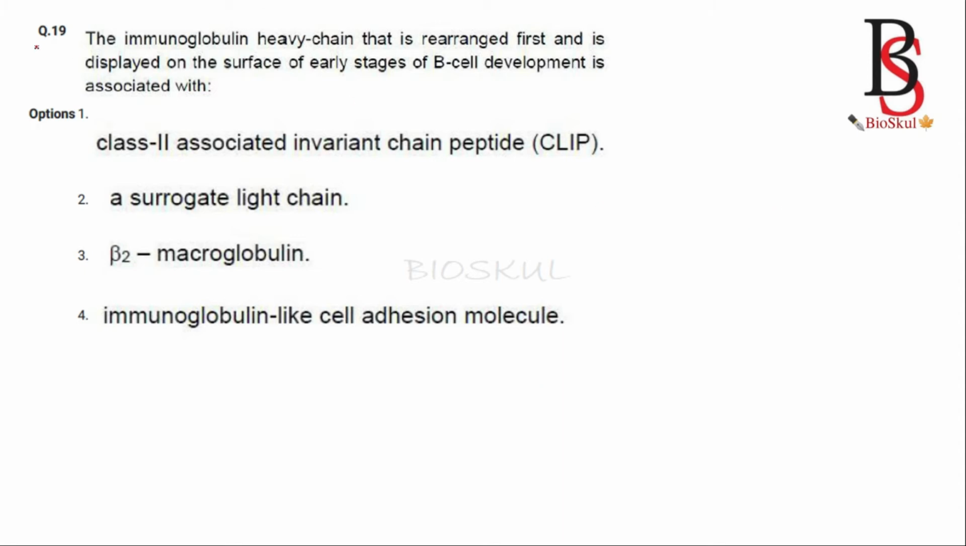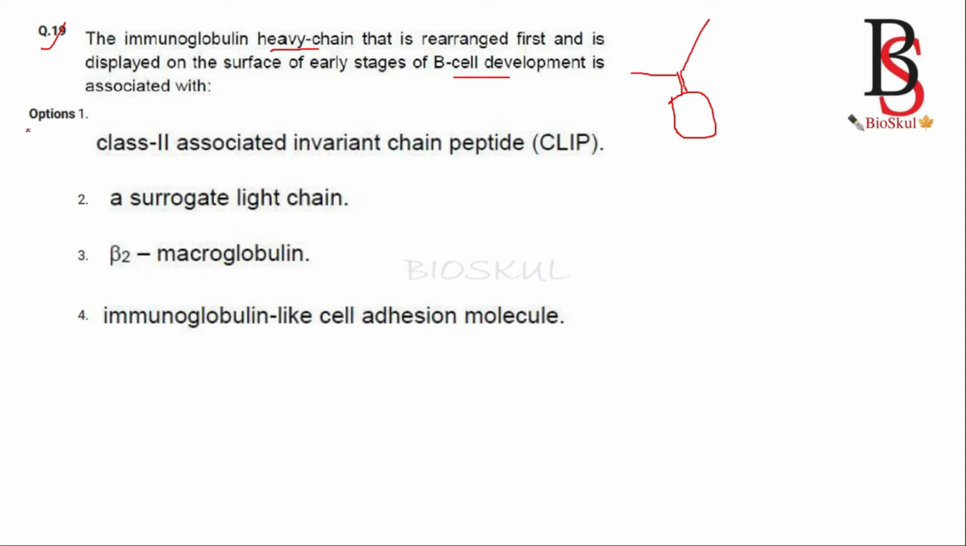Next, moving to question number 19. The immunoglobulin heavy chain that is rearranged first and is displayed on the surface of early stage of B cell development. In B cell development, the heavy chain rearrangement starts first, followed by the rearrangement of the light chain. So it is asking what this heavy chain is associated with. The heavy chain is obviously associated with the light chain.